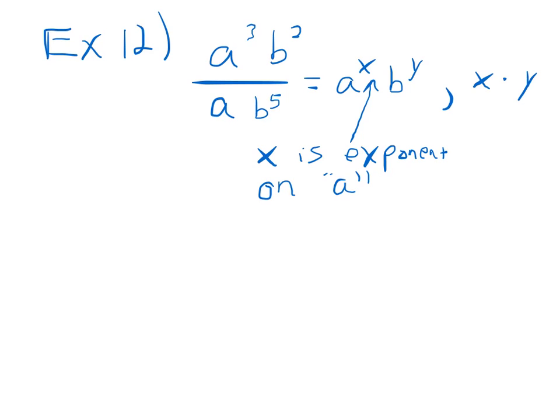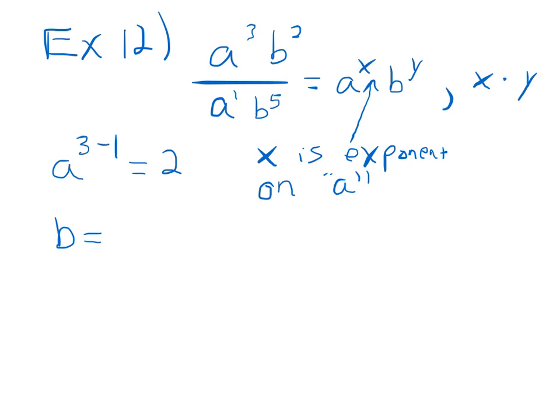Okay. Y is the exponent on what? Well, it's the exponent on b. So let's use our rules to figure out what the exponents are on a and b. So a, when we're dividing, we subtract. I'm going to put that hidden 1 in. So it would be a to the 3 minus 1. So a is equal to 2.